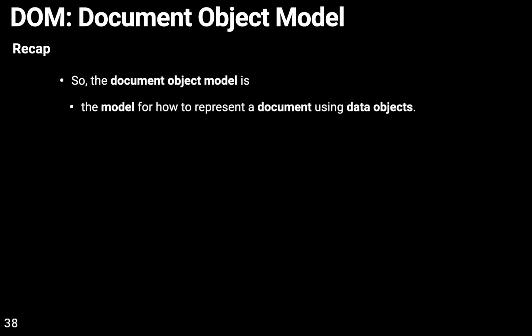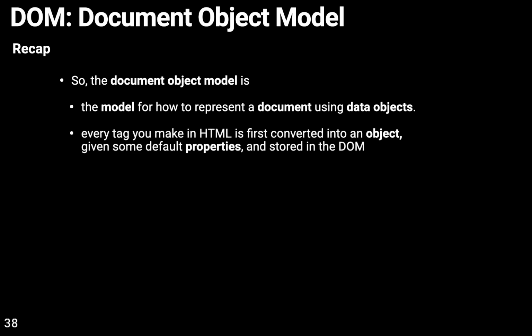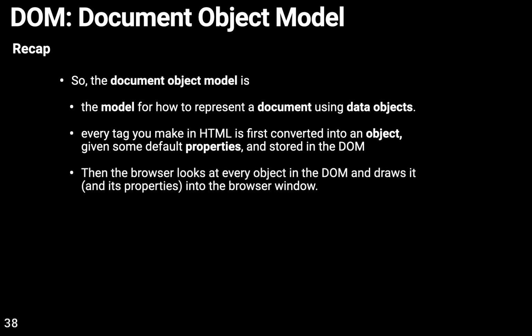Okay, so that's the DOM, the document object model. Let's recap real quick. So the document object model is the model for how to represent a document using data objects that is used by the browser. Every tag you make in HTML is first converted into an object and given some default properties, and then it's stored in the DOM. Then the browser looks at every single object in the DOM and draws it, right? It doesn't need to look at your original file anymore. It's already loaded it all into data that it's better at using, right?